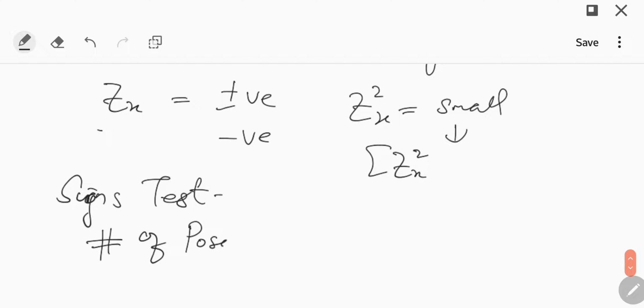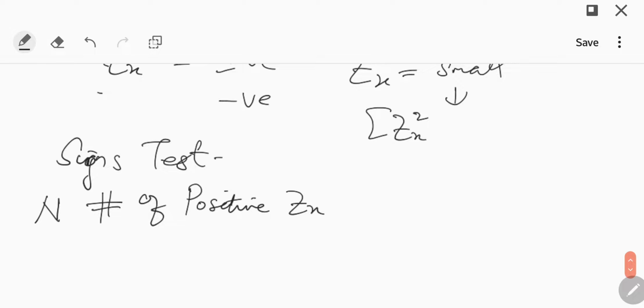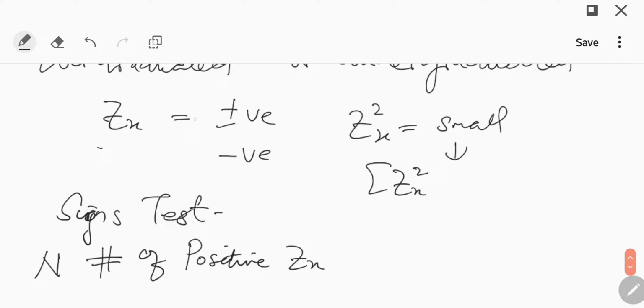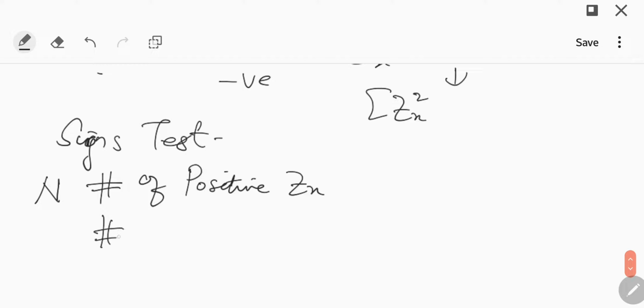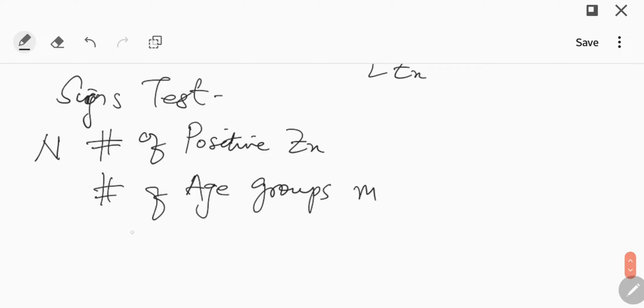Number of positive Z-axis. Think of them to be some n, the number of positive signs that are there. Assume that there are n positive Z-axis. In the actual data, let's say I got n number of positive Z-axis, but the number of age groups that I have, let's say some m.